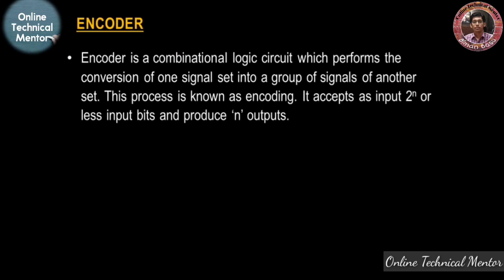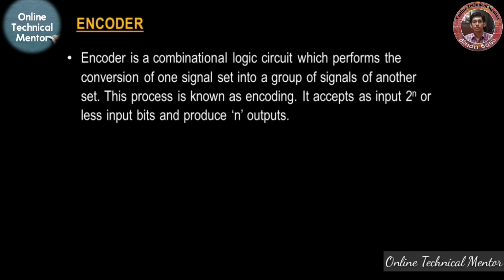Encoder is a combinational logic circuit which performs the conversion of one signal set into a group of signals of another set. This process is known as encoding. It accepts as input 2 to the power n or fewer input bits and produces n outputs.